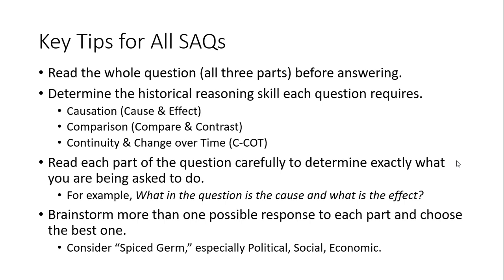A good little tip, and I know I've already introduced you to this by now, is to use that SPICE-GERM acronym when trying to think of responses, particularly the big 3: political, social, and economic. Again, to my example, if you were asked for an effect of the American Revolution on America, you might think of a political effect, a social effect, and an economic effect. And then, if only asked for one, you can choose the one you feel best about. That SPICE-GERM acronym can be a real helpful friend when you're trying to think of responses to questions.